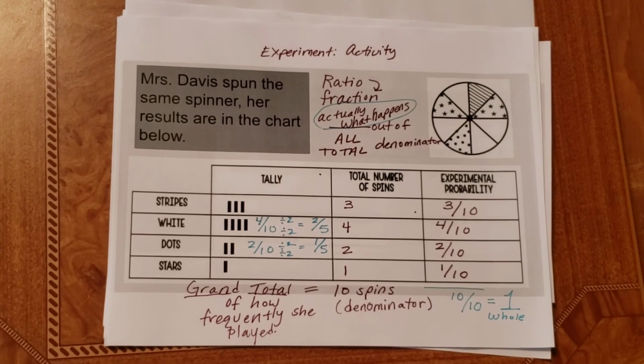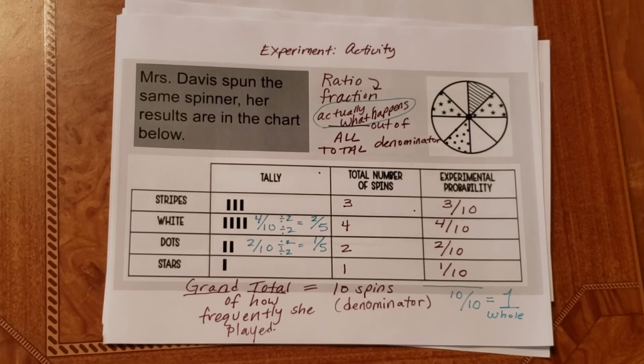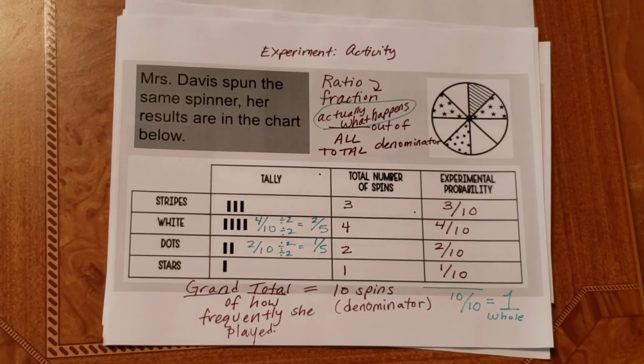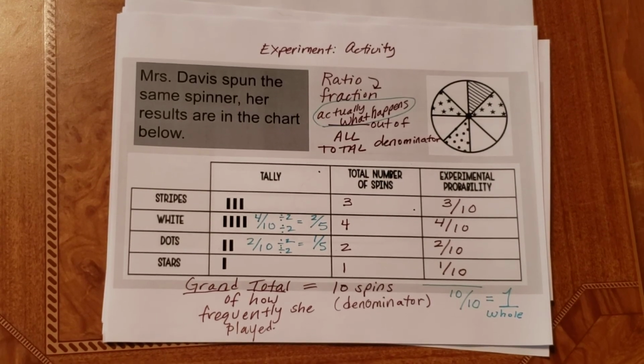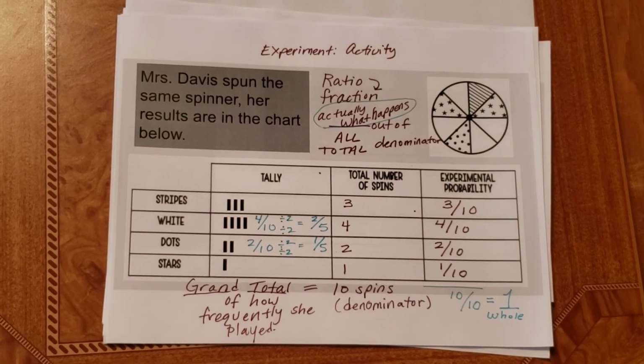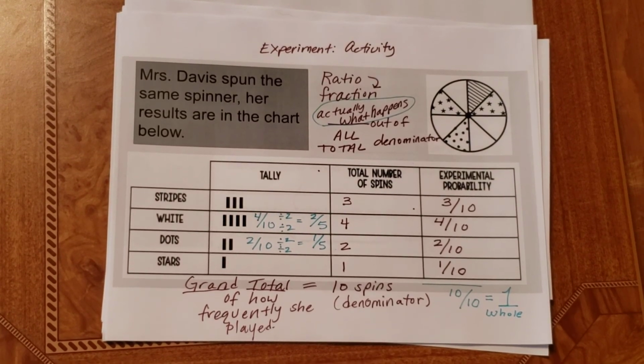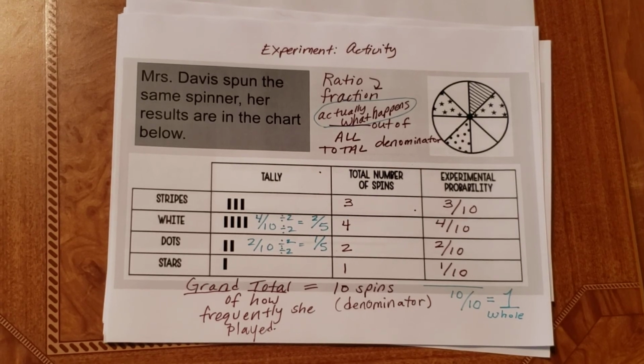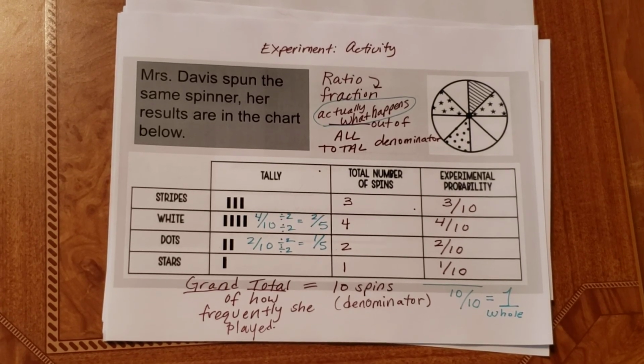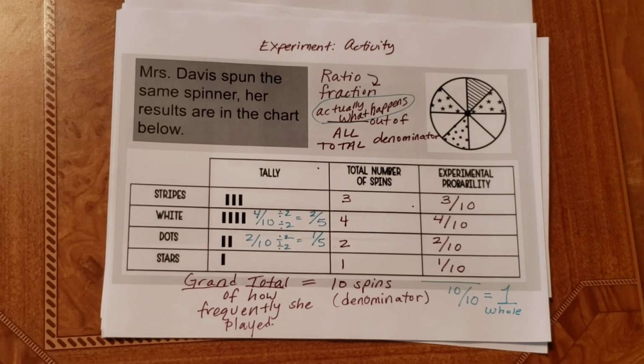And when you calculate the fractions, we can get a general idea that white came up more often. Stripes was the second most likely to come up, which you wouldn't guess if you were just looking at it from the picture, because there's only one section that has stripes. But when she actually played the game, stripes came up more often. Hope this helps. Thanks.